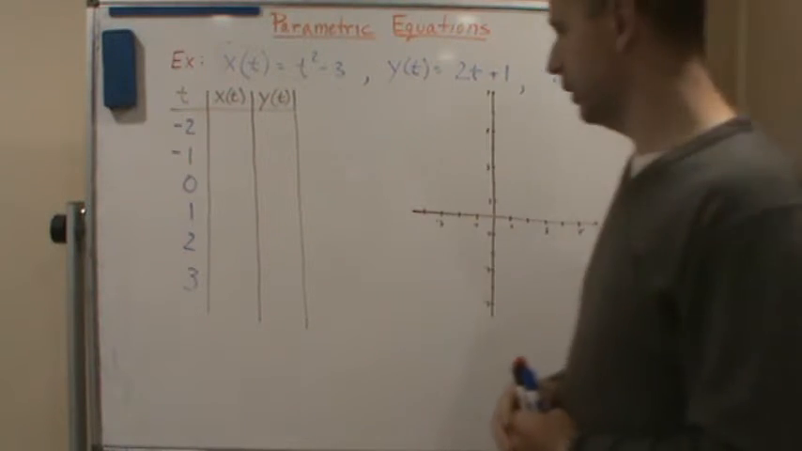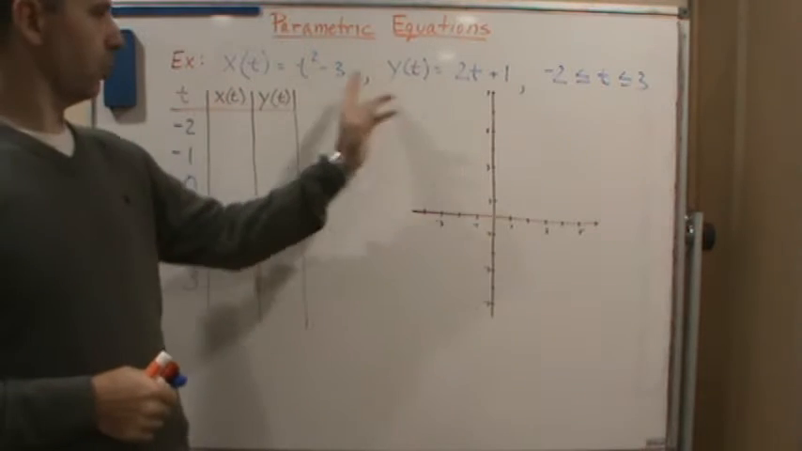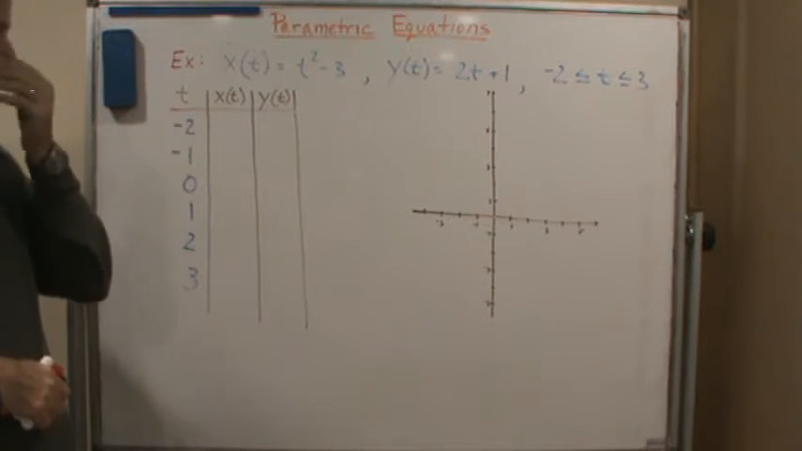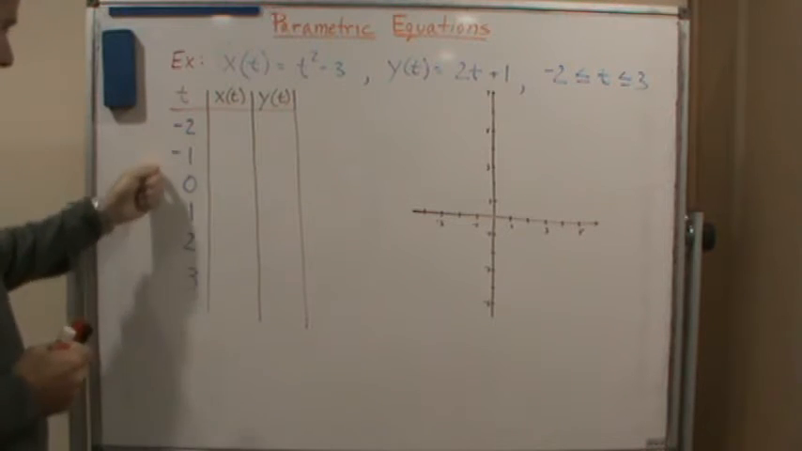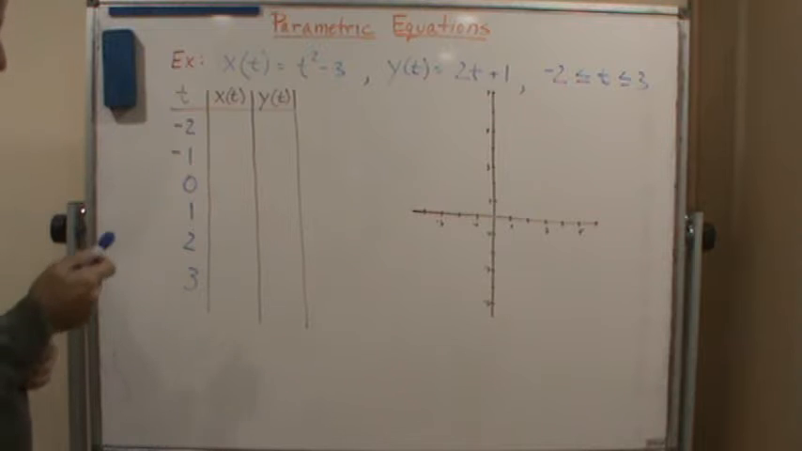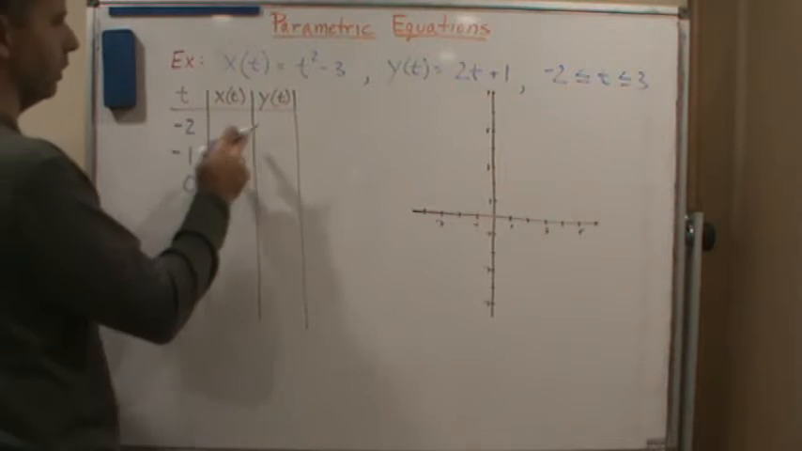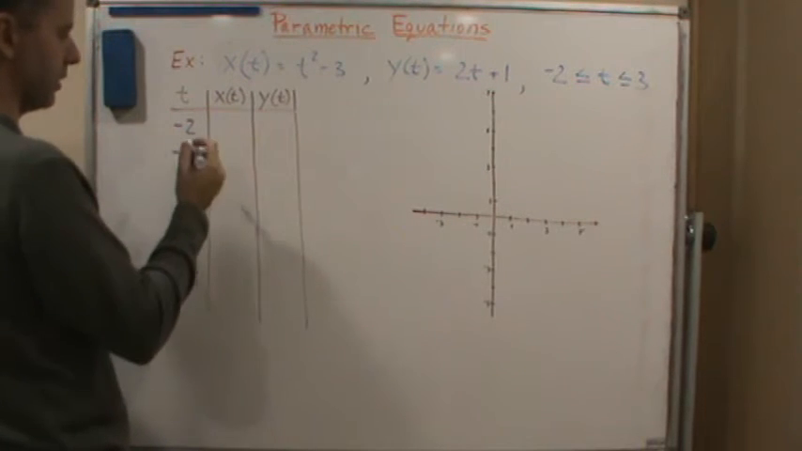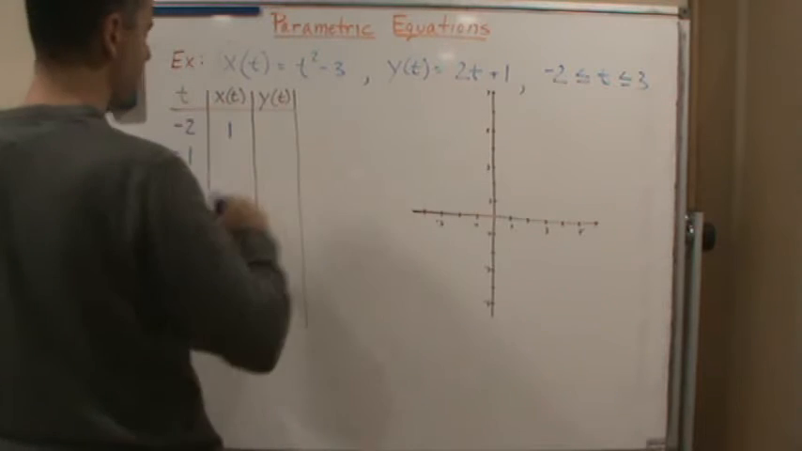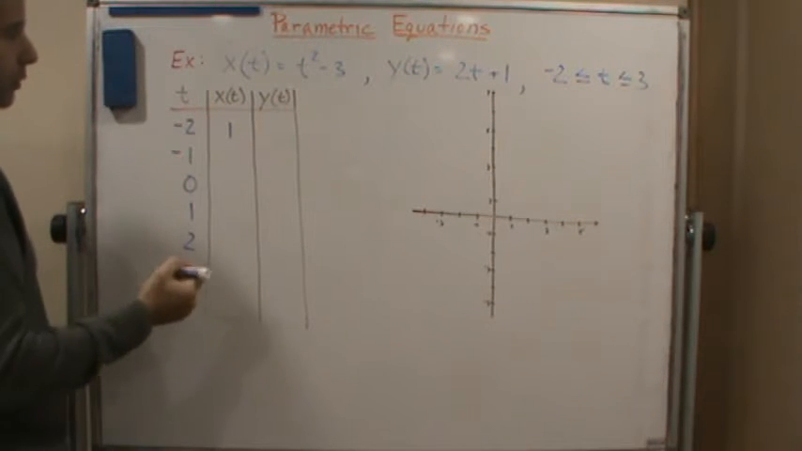Okay, and so what we're going to do is the same thing that we did in the last video, and we're going to fill out this table using these rules, using these functions, with the parameter t. So when t is on this interval, we're just going to plug in these values to get an idea of what the graph looks like. If we plug in -2 here, we get 4 minus 3, which is 1. And if we plug in -2 here, we get -4 plus 1, which is -3.